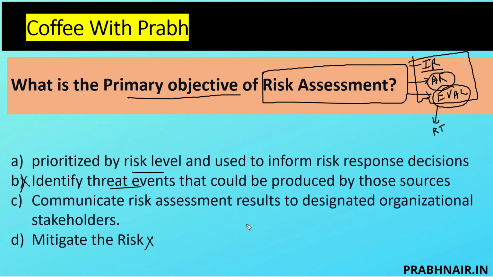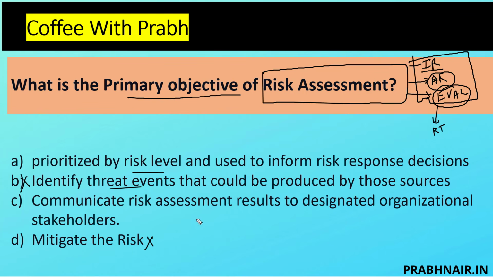Communicating the risk assessment result to the designated organization stakeholders is not an outcome; that is part of evaluation. Once we're done with that, we give it. But the question is talking about the primary objective of risk assessment.